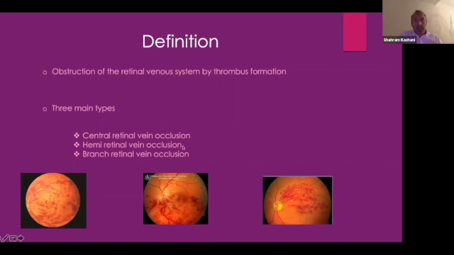You have hemiretinal vein occlusion, which is probably the rarest form, and that's essentially involving half of your retina. So you would have the nasal and the temporal quadrant superiorly or inferiorly affected within the retina. And you've obviously got branch retinal vein occlusion, which is what you probably see in the majority of cases, which only involves one sector. And they can be asymptomatic, especially in branch retinal vein occlusion.